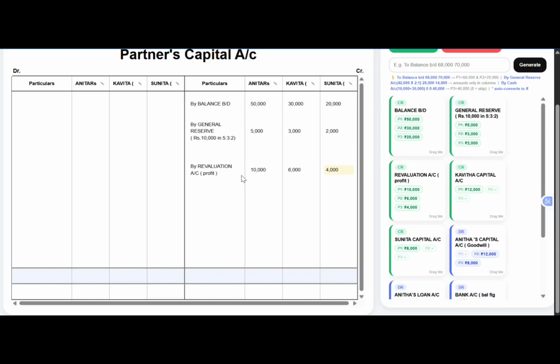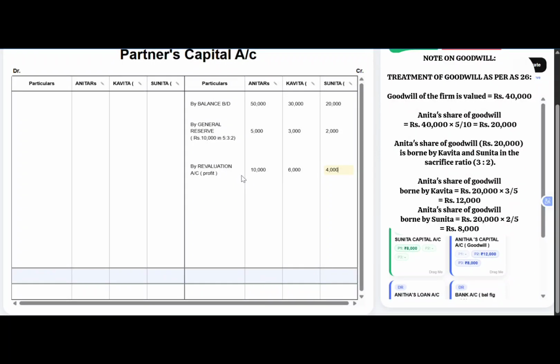Now once we have brought down the revaluation account, next is the goodwill treatment. The goodwill is given in the firm and we have to value it as per AS 26 on retirement of a partner. So as we had already calculated, the goodwill of Anita is 40,000 into 5 by 10, which will be 20,000. That is Anita's goodwill, which will be borne by the continuing partners, that is Kavita and Sunita, in their gain ratio.